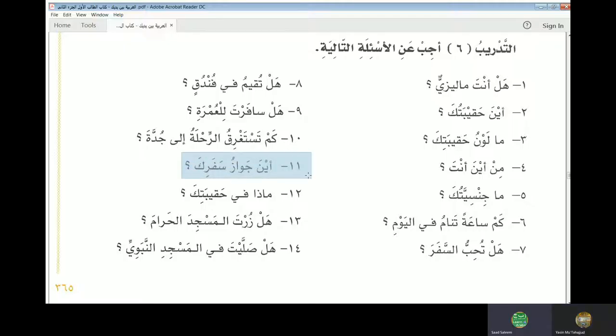Aina jawazu safarika? Is that where's my passport? Where is your passport? Do I start with ana? Ana jawazu? No. Jawazu safari. Ka mean your and ya with kasra mean my. Jawazu safari, my passport. Or you say hazihi hiya jawazu safari. Here it is, my jawaz.